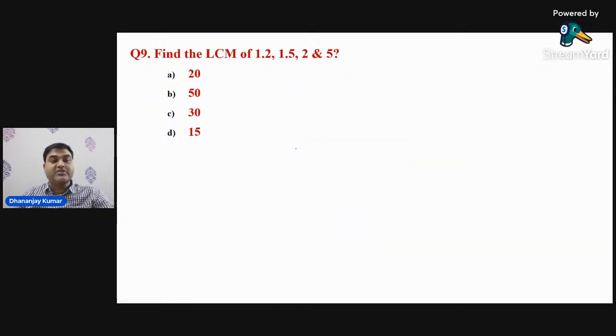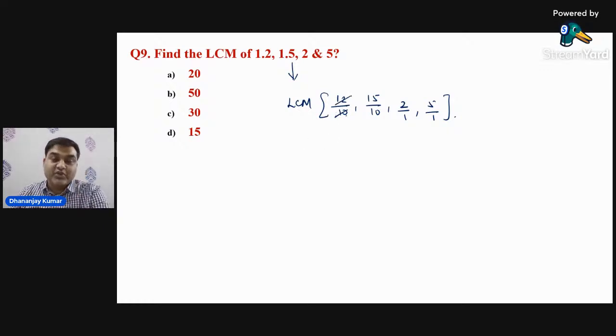So this is what I'll explain once again. What has happened in this question? It has to be converted into fractions. LCM of, we can write 1.2 as 12 by 10. We can write 1.5 as 15 by 10. 2 can be written as 2 by 1, and 5 can be written as 5 by 1. After that, we will have to reduce it to the lowest possible fraction. So 12 by 10 is divided by 2, 15 by 10 is divided by 5, and then it is done. So this is nothing but the LCM of 6 by 5, 3 by 2, 2 by 1, 5 by 1.